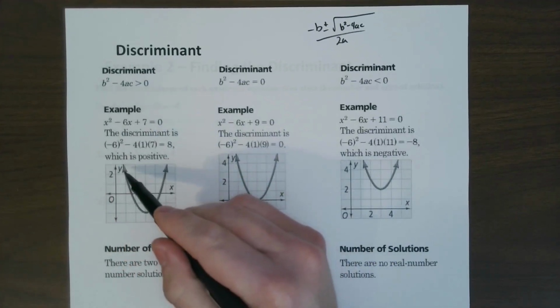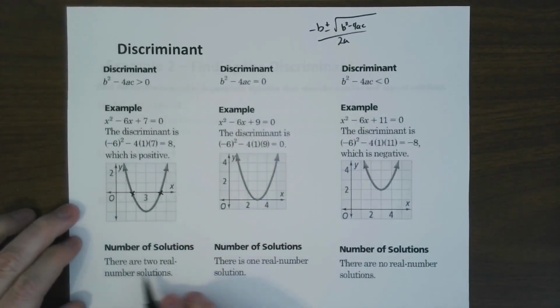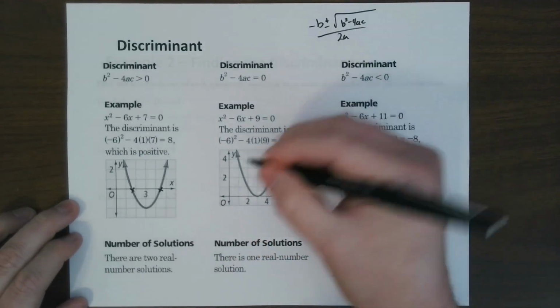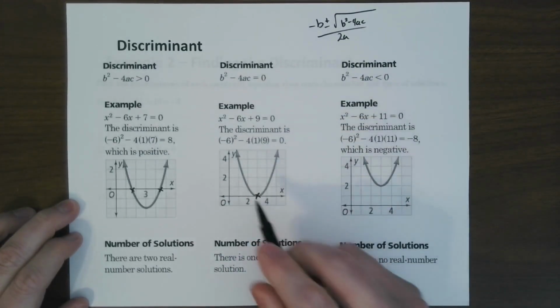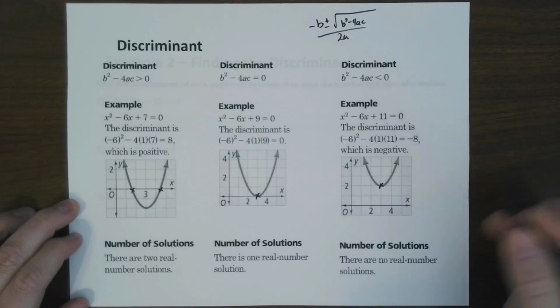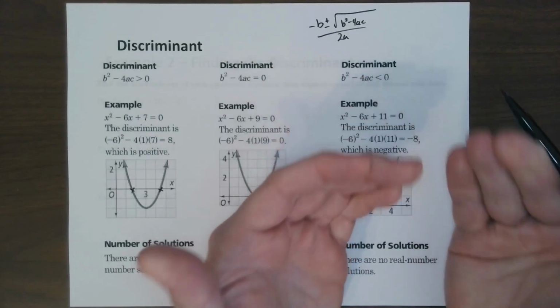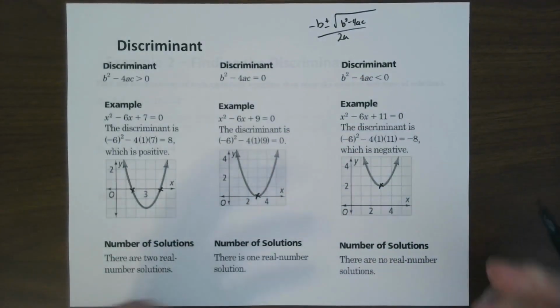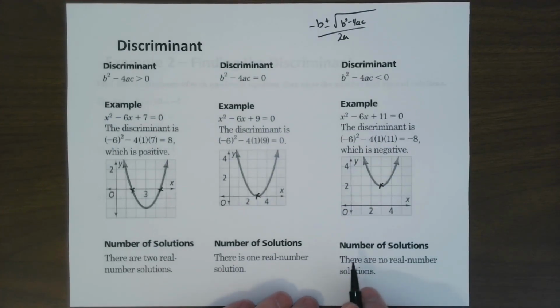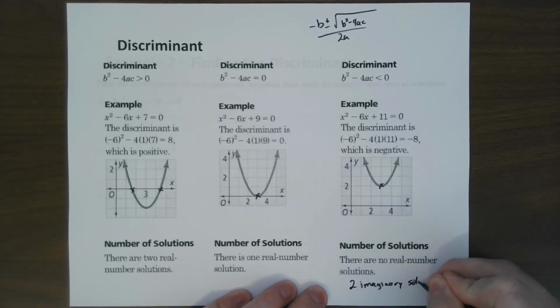If it's positive, that means this thing will cross the x-axis twice. That's why it has 2 real number solutions. If it equals 0, we get a special case where it hits the graph once. That means there's going to be one answer. And if it's negative, it means it's floating in the air, meaning it doesn't touch the x-axis at all. But, I don't know if you can imagine this, it'll rotate up and hit the x-axis. That's why there's imaginary numbers. So you could say there's no real number solution, or you could say there's 2 imaginary solutions.